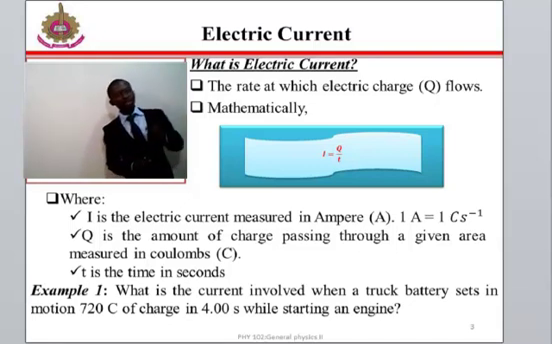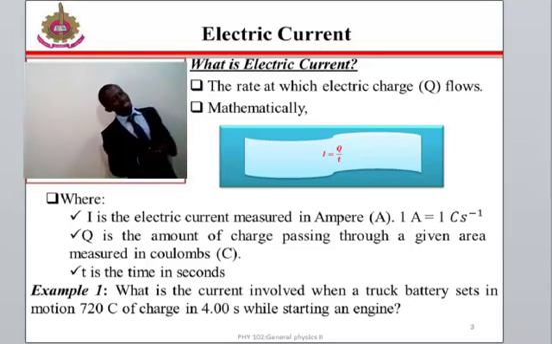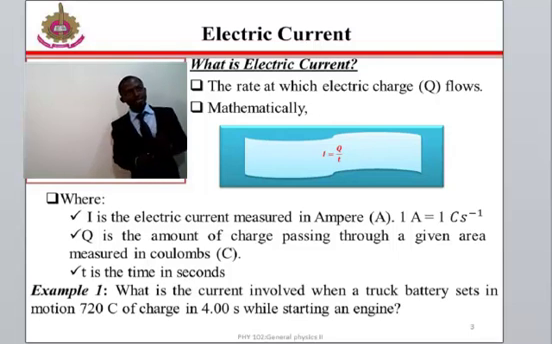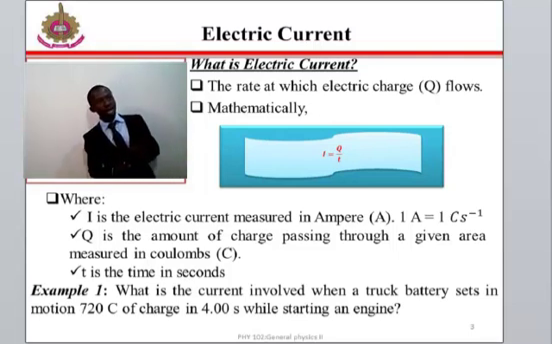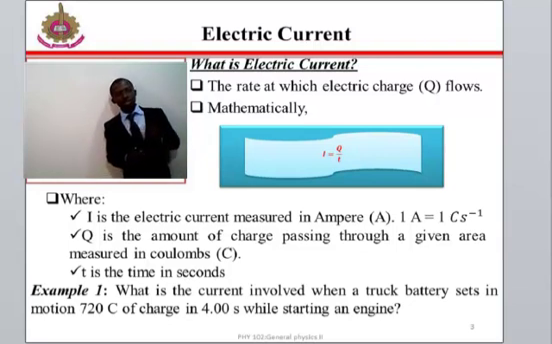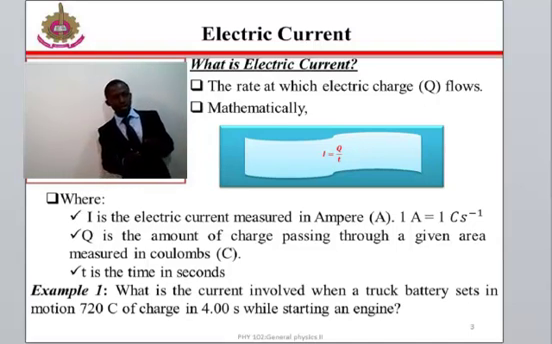and it is mathematically represented as I is equal to charge Q divided by time T, where I is the electric current measured in ampere. Note, 1 ampere is equal to 1 coulomb per second, and Q is the amount of charge passing through a given area measured in coulombs. T is the time it takes the charge to flow from one point to another, and it is measured in seconds. Conventionally, in an electric circuit, the direction of current is taken as the direction in which a positive charge moves.